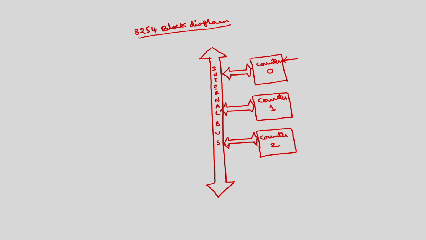There are 3 signals, 2 input, 1 output. Out 2, gate 2, clock 2, out 1, gate 1. What are the functions of these signals? We will discuss them when we discuss the different modes. So, we will discuss the functions of each of these signals. Out 0, gate 0, clock 0.